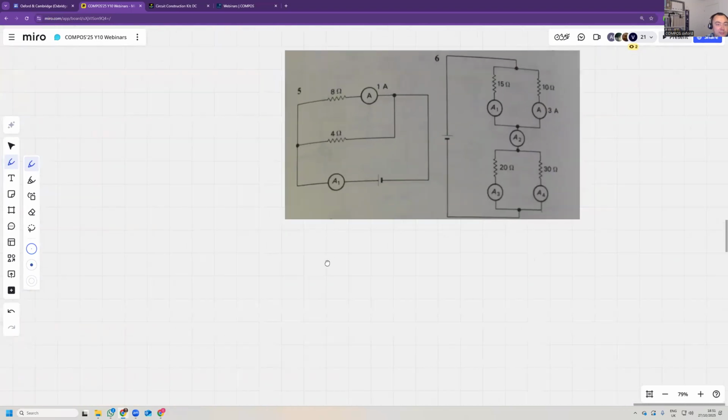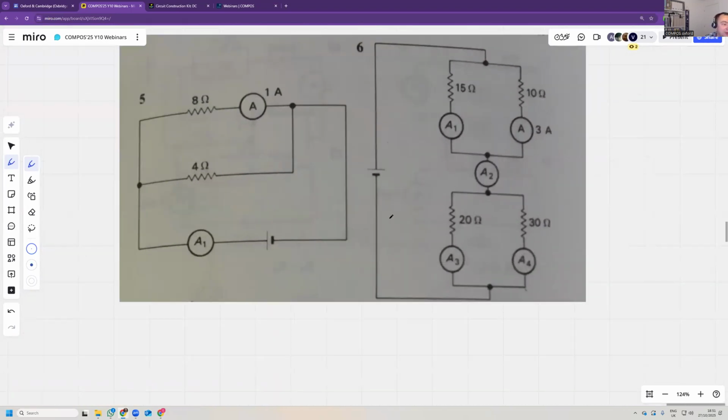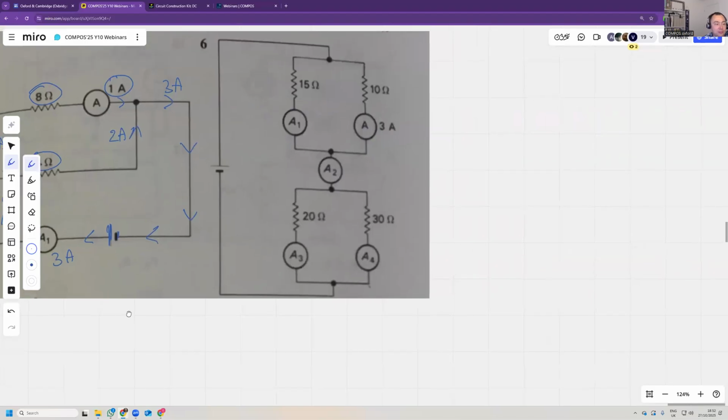Okay, and here we have a battery. We have a current flowing. The current splits, rejoins, and flows back into the battery. So this is 1 amp here, and this is 8 ohms. This is 4 ohms, so this must be 2 amps here. So 1 and 2, that must be 3 amps. So this would be 3 amps here, 2 amps going that way, 1 amp going this way, still 3 amps. This is how current works.